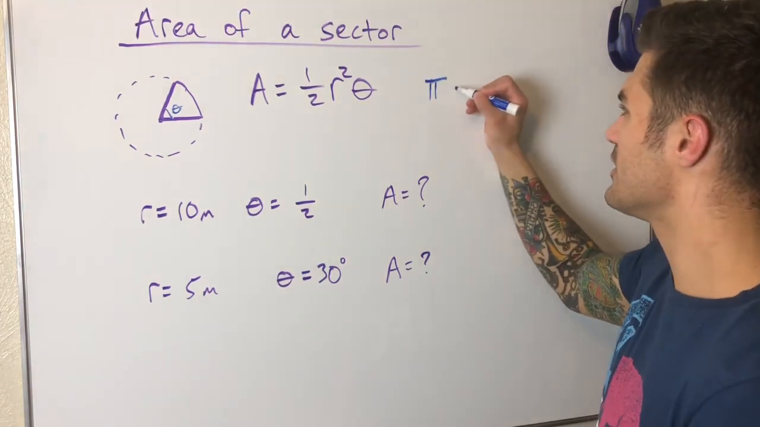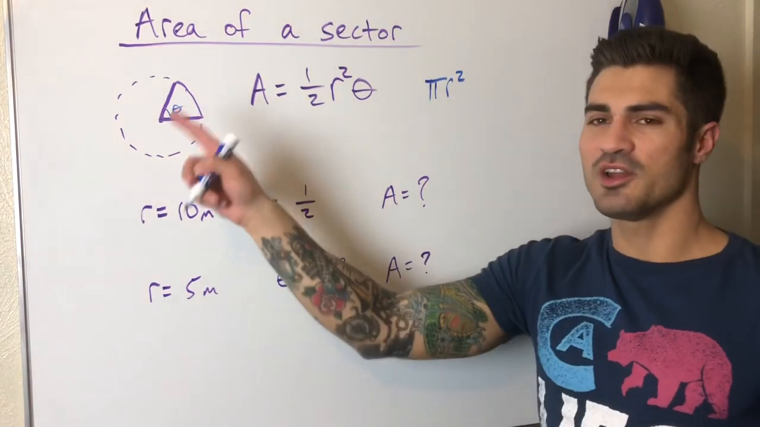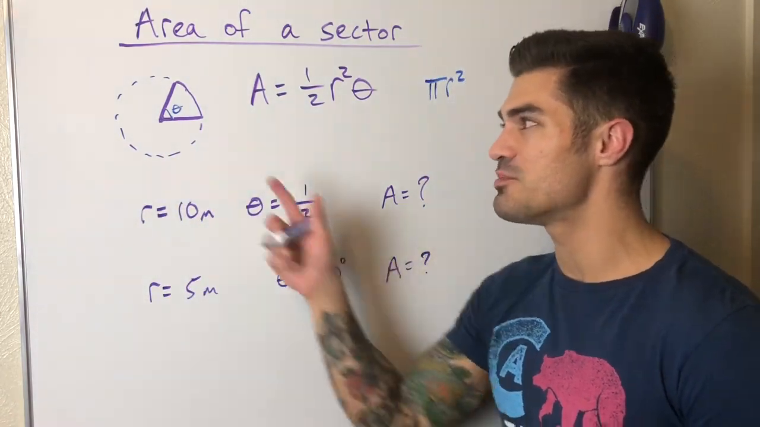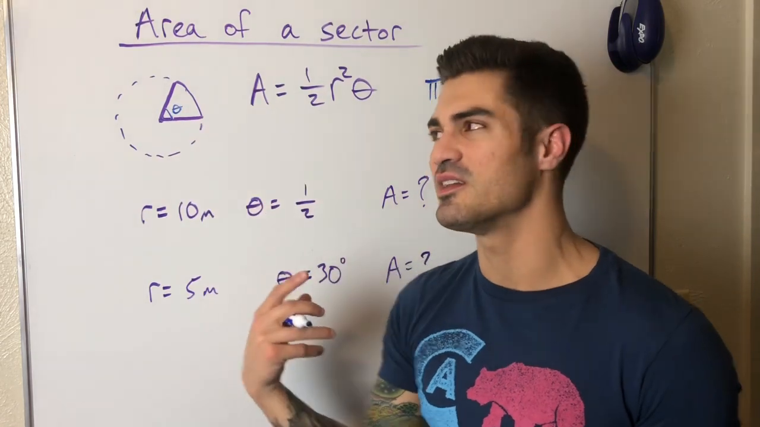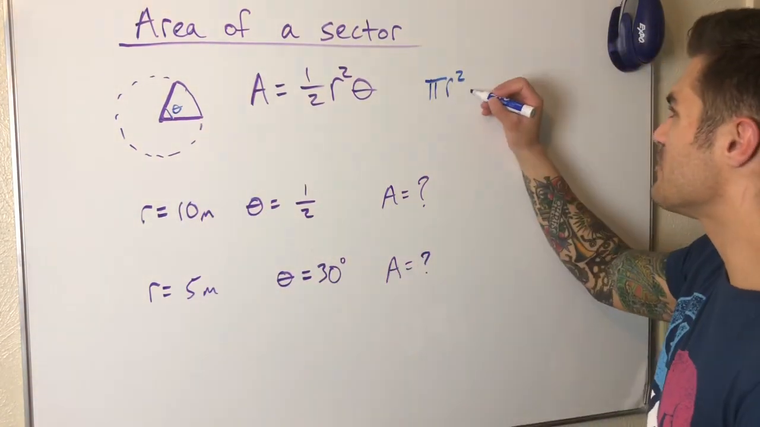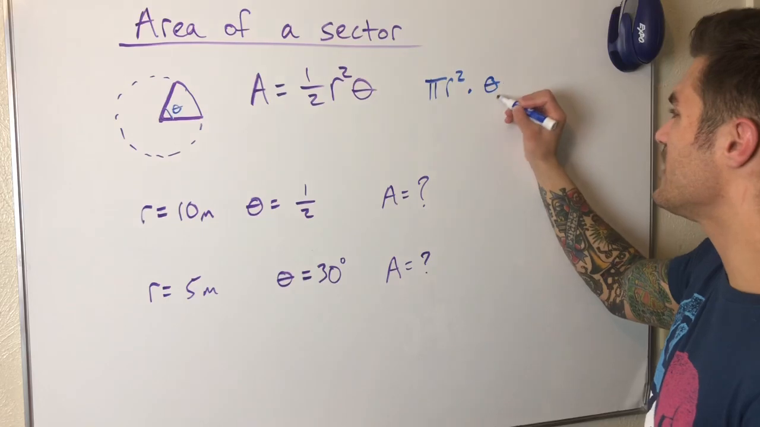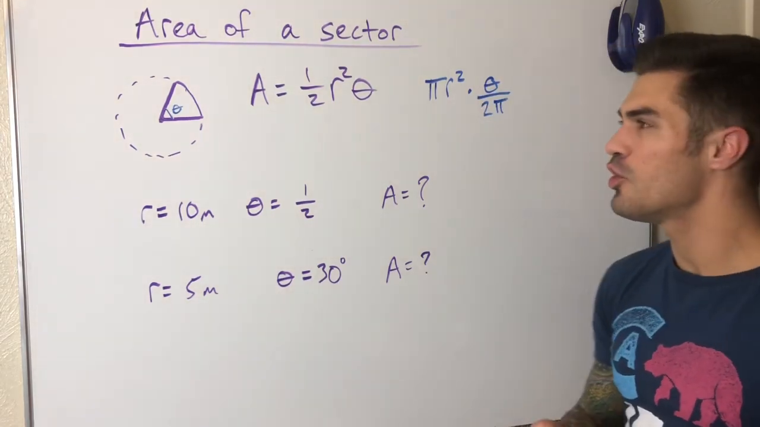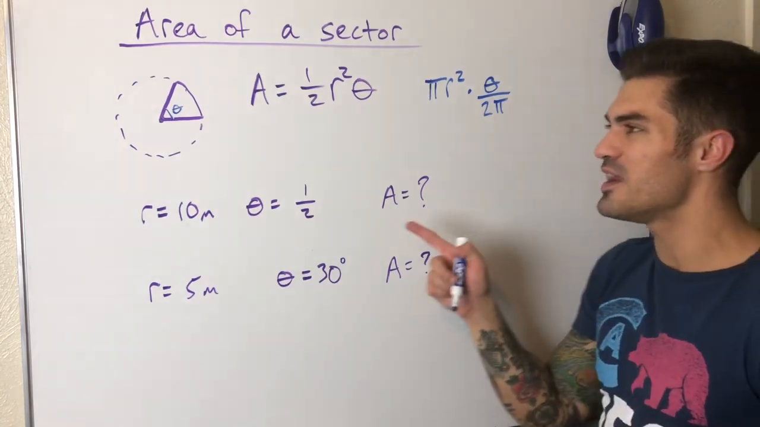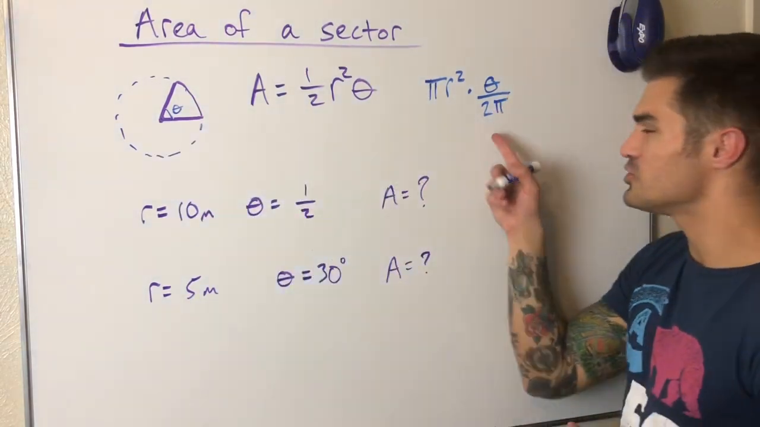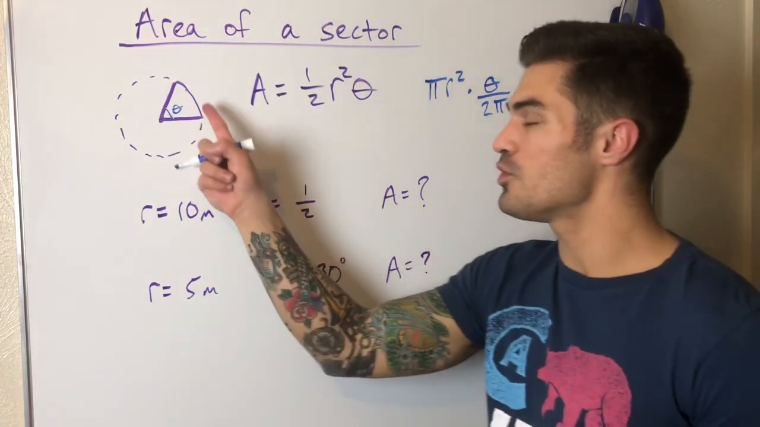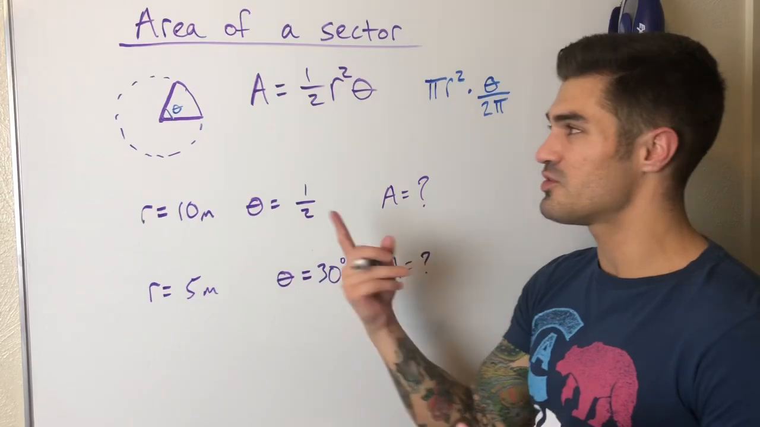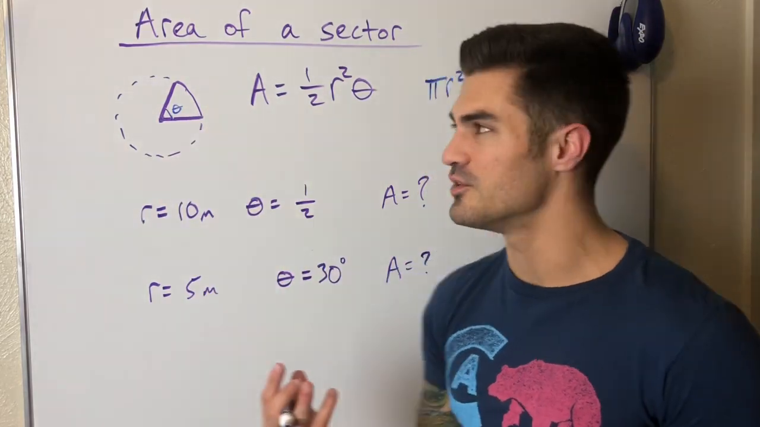So pi r squared is the area of a circle, but we don't want the full area, we want a piece of the area, and this piece depends on how big theta is. So we multiply by theta over a total possible 2 pi radians. Hopefully this makes sense. We have theta radians out of a total possible 2 pi radians. If we're doing a full rotation, then theta is just 2 pi, and we have pi r squared times 1, which is correct, because that's just the area of a full circle.